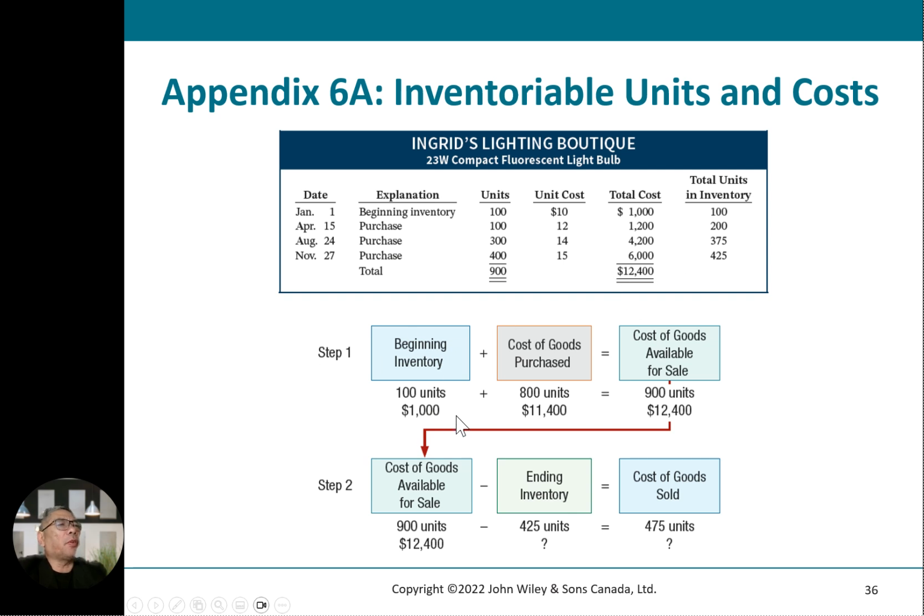So step 1 is beginning inventory, 100 units. Okay, here you got 1,000, which is coming from here. Cost of goods purchased is 800. Where did you get this from?